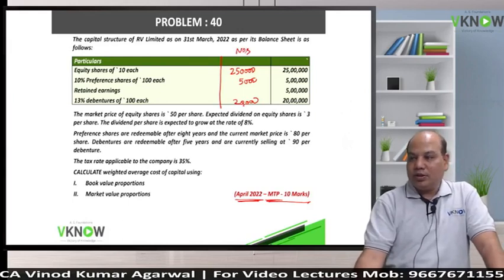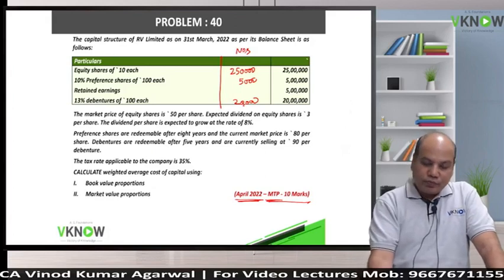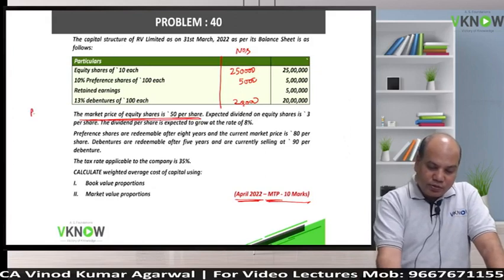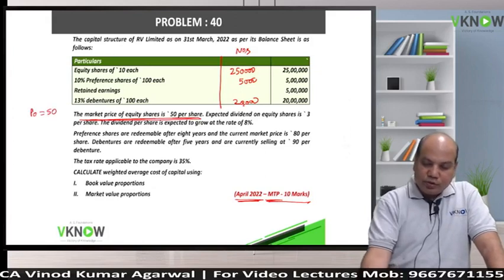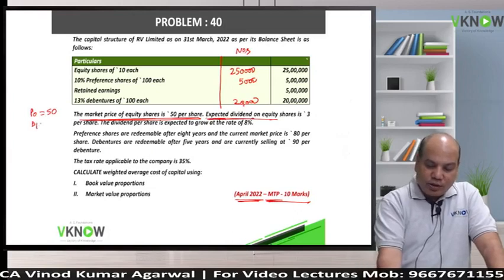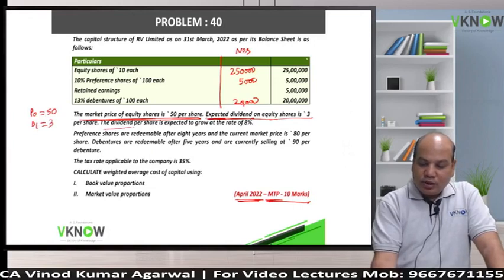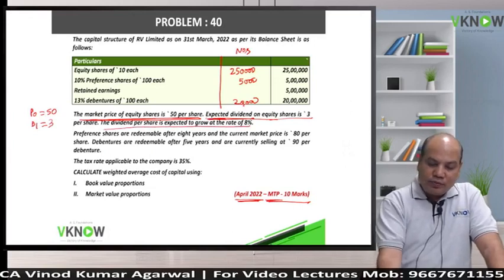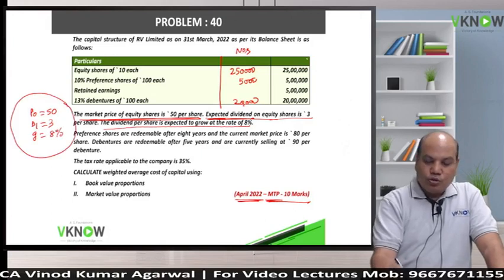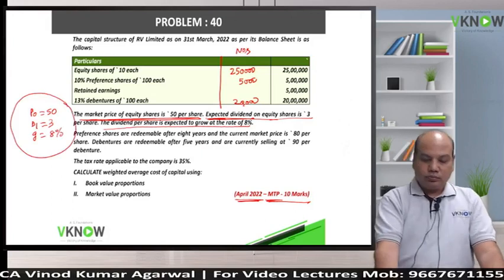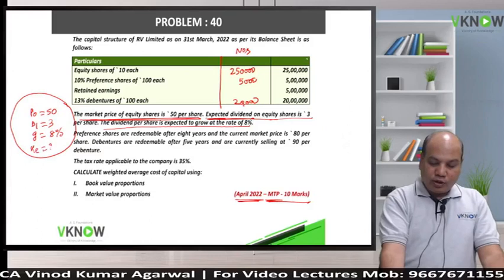Why we need this? To compute market value. The market price of equity share is 50. This is P0. Expected dividend means next year dividend. D1 is expected to be 3. Dividend per share is expected to grow at the rate of 8%. G is 8. So how will you use this information to find cost of equity?